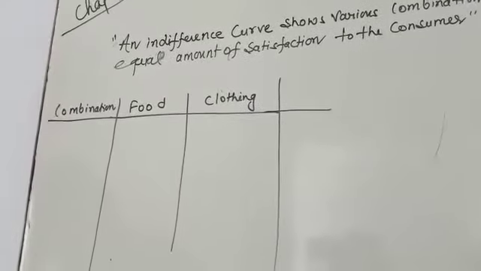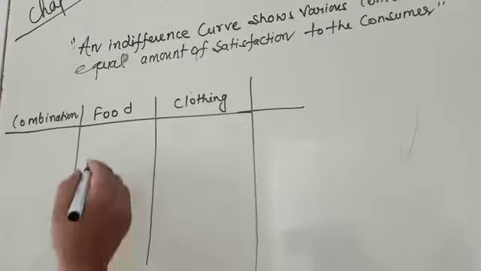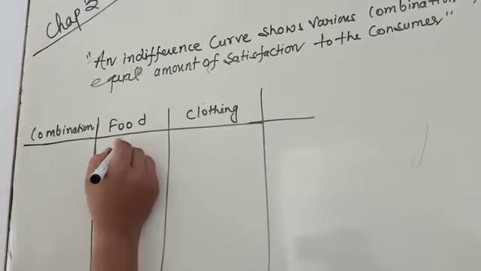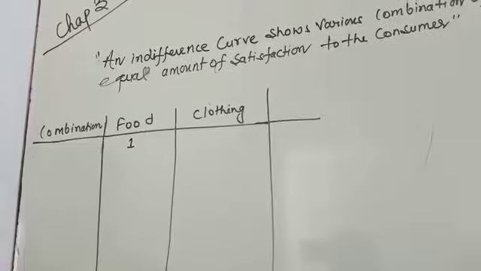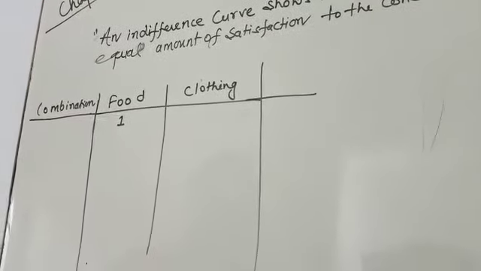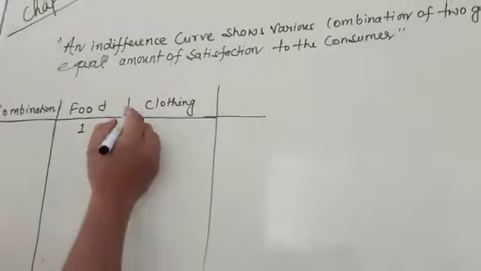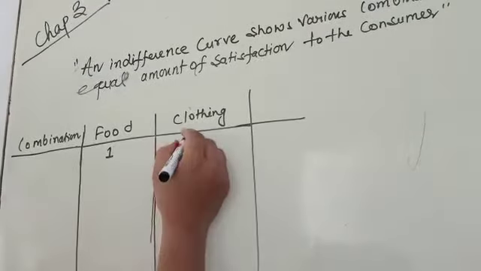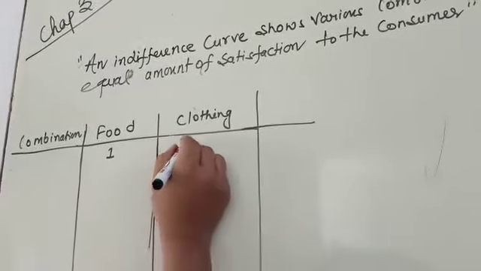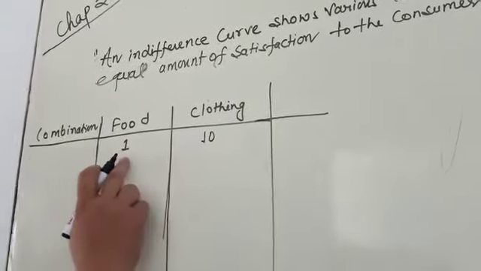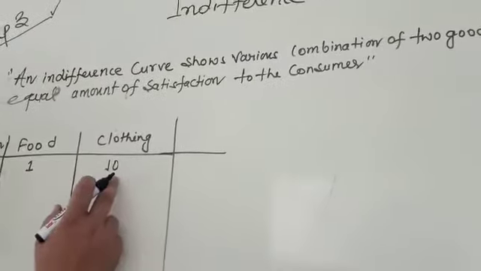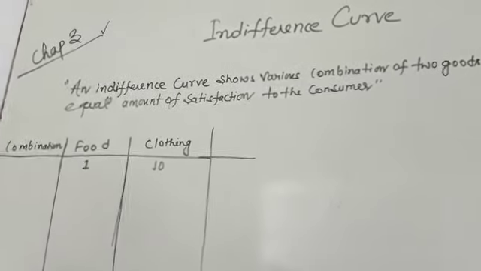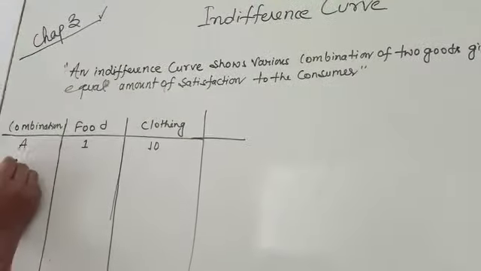The first combination I am going to take: if the consumer invests a very small amount of income in food, naturally he is going to spend the maximum amount of income on clothes. So he takes 1 unit of food and 10 units of clothes. This is the first combination, called combination number 1.